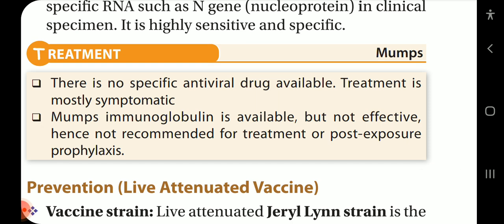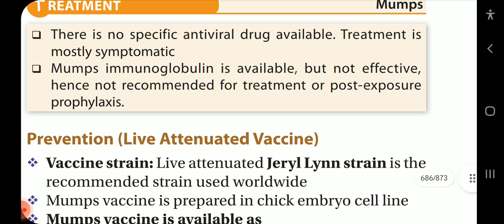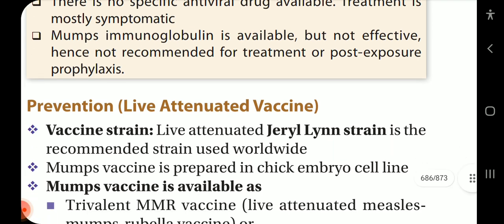Now, the treatment of mumps. There is no specific antiviral drug available. Treatment is mostly symptomatic. Mumps immunoglobulin is available but not effective, hence not recommended for treatment or post-exposure prophylaxis.